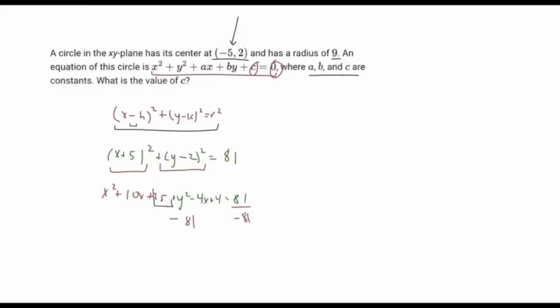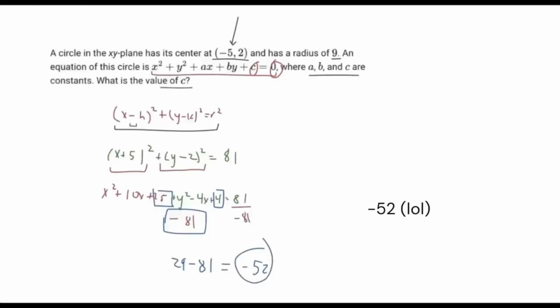We have a positive 25 here, a positive 4 here, and then a negative 81 here. So here we just have 29 minus 81. And 29 minus 81 will give us a value of negative 54. And therefore we can determine that the value of c here is just going to be negative 52.